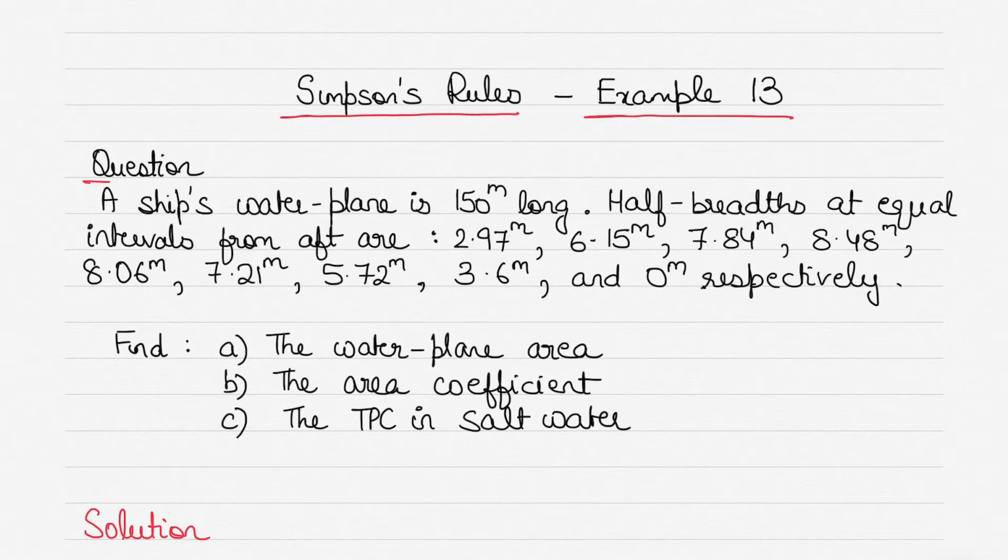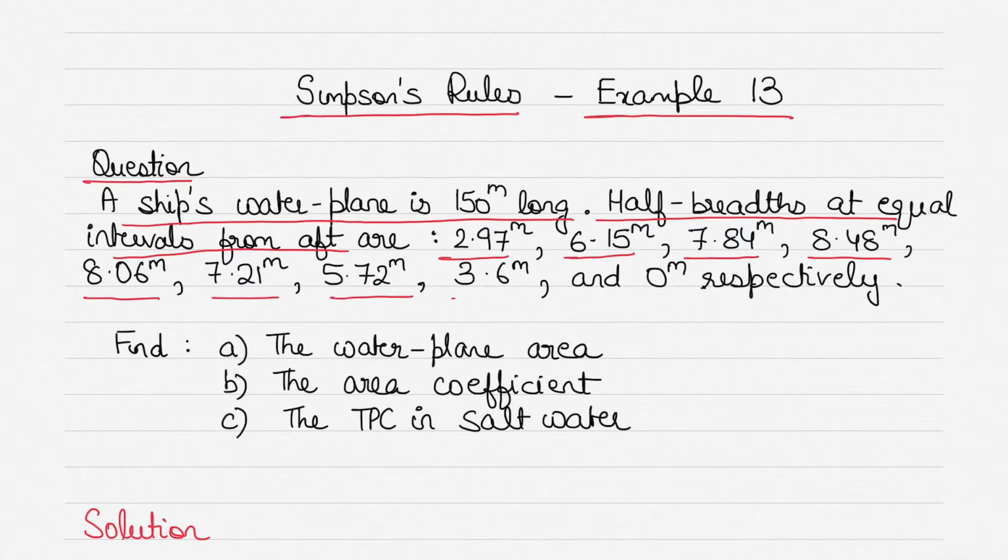Alright, so today's question is that there is a ship and its water plane is 150 meters long. The half breadths at equal intervals, that is the ordinates at equal interval, are 2.97, 6.15, 7.84, 8.48, 8.06, 7.21, 5.72, 3.6 meter and 0 meter respectively. You have to find the water plane area, the area coefficient, and the TPC in salt water.